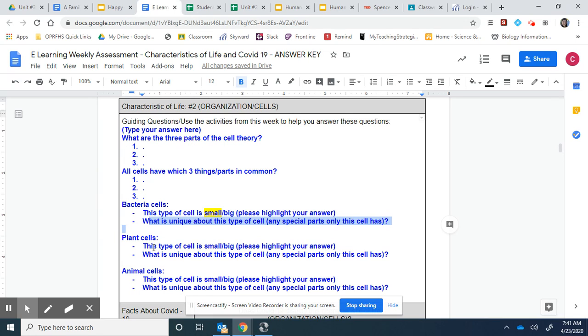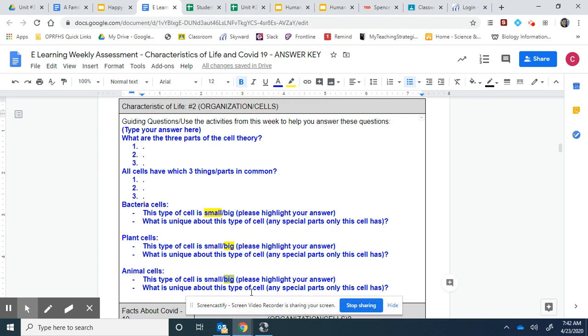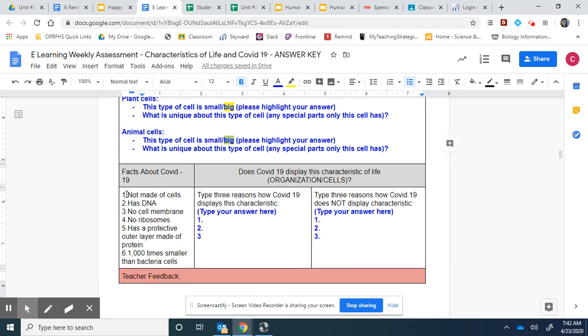Then you're going to do it for plant cells. Are plant cells small or big? Well, plant cells are big, so I'm going to highlight that. And then you're going to say anything unique that they have. There is one cell part that is found in plant cells and only plant cells. I would definitely mention it here. My hint to you is it has to do with photosynthesis. And then you're going to go to animal cells. First, are they small or big? They are big. And then you're going to figure out, are there any special parts that only animal cells have?